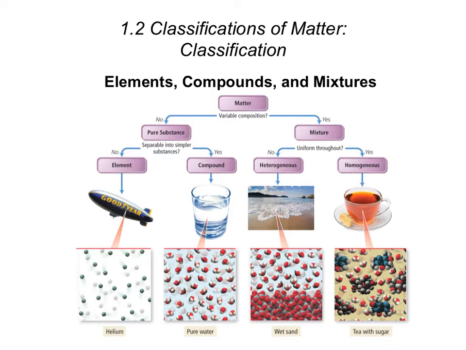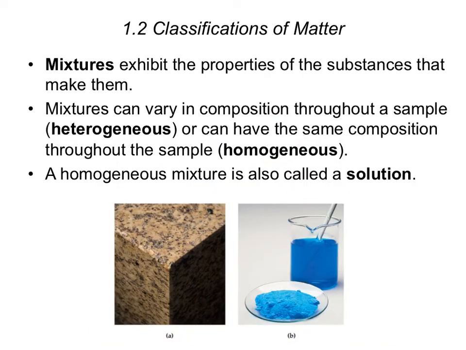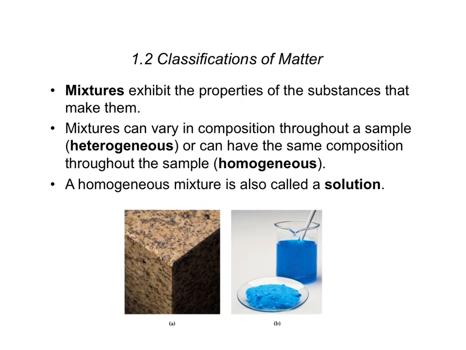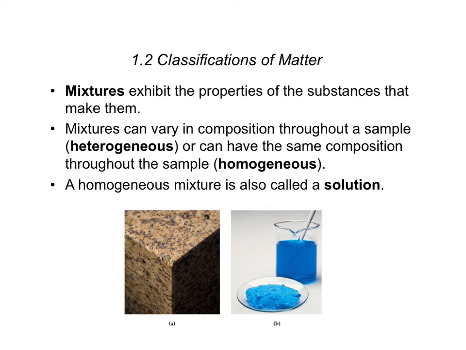Now we're going to go down the other little route. We just talked about all of these guys. Now we're going to go back to our matter, and we're going to say, does it have variable composition? If it does, it is what we call a mixture. Now from here, the question is, is it uniform throughout? I'll try to illustrate what I mean by that. Dealing with mixtures, a couple things to note. A mixture that is uniform throughout is something that we call a homogeneous mixture.